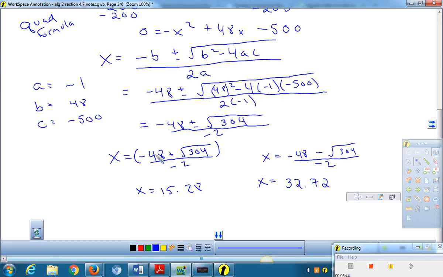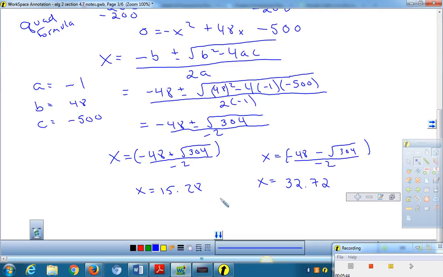So, make sure you enter the top, hit enter to get that answer, and then press divide by negative 2. We get 15.28. The other thing you can do is put parentheses around the top, and then just put the divide by negative 2, and you could do it in one line. I don't think that's easier, but if you want to, you can. All right. And then over here, we'll have parentheses around the top here, and we get 37.72.